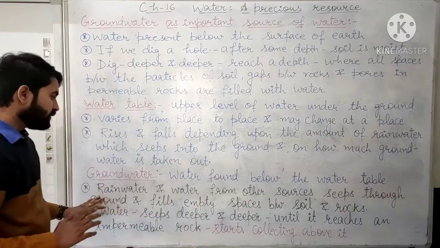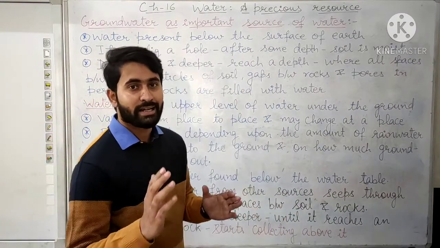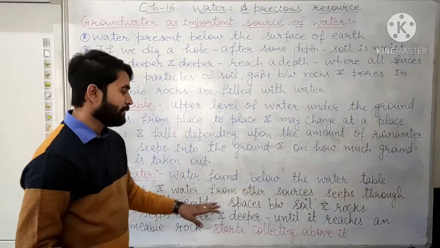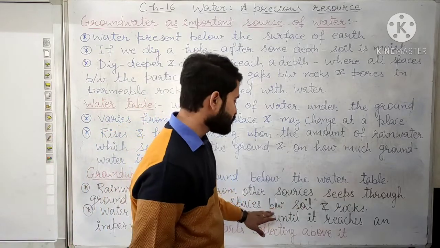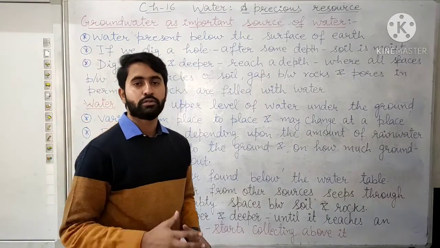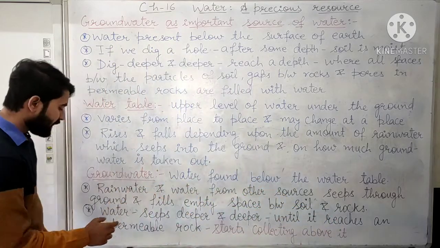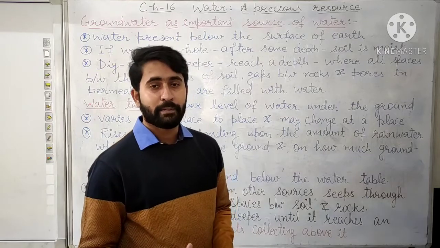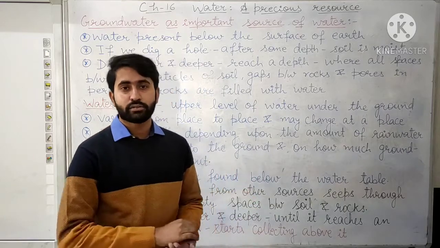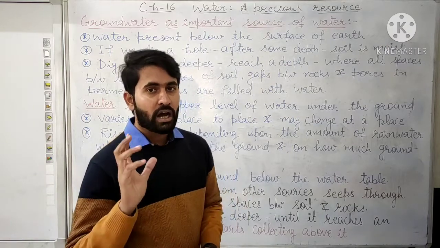The rainwater and the water from other sources such as rivers, ponds and lakes seeps through the ground and fills the empty space between the soil and the rocks. This water seeps deeper and deeper through the soil and permeable rocks until it reaches an impermeable rock. Impermeable rock is a rock which does not allow water to pass through it. Impermeable rock is a non-porous rock and it is a hard rock.